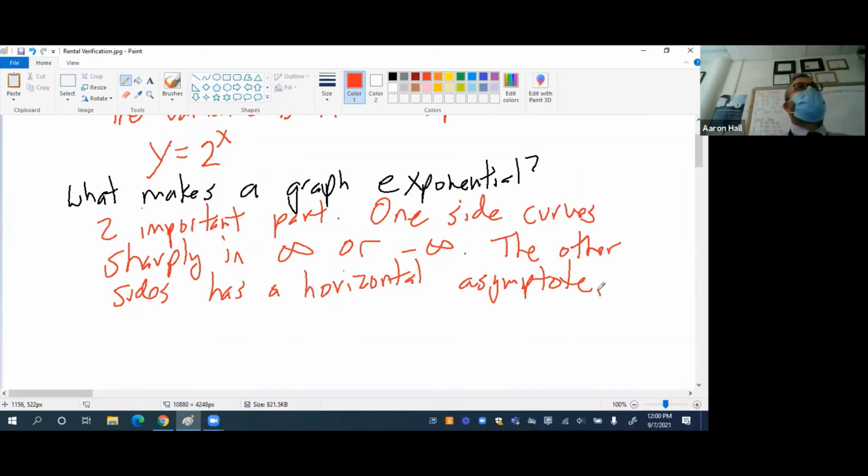Where's Eileen? Eileen, what is an asymptote? It's a value that y can't be. If it's horizontal, that value y can't be. Y cannot be it, right?